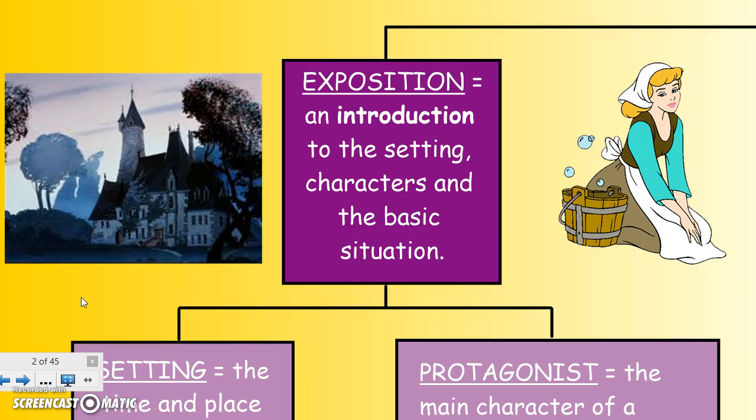So in Cinderella, this is where we find out that Cinderella is living in a house with her stepmother and two stepsisters after her father has passed away.